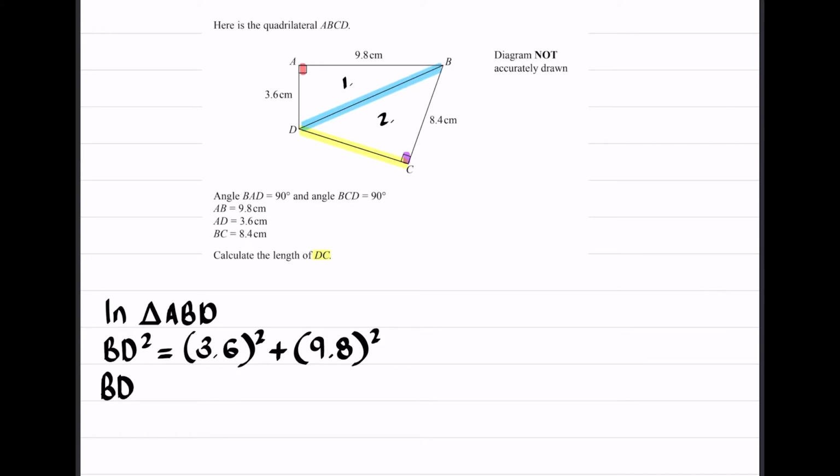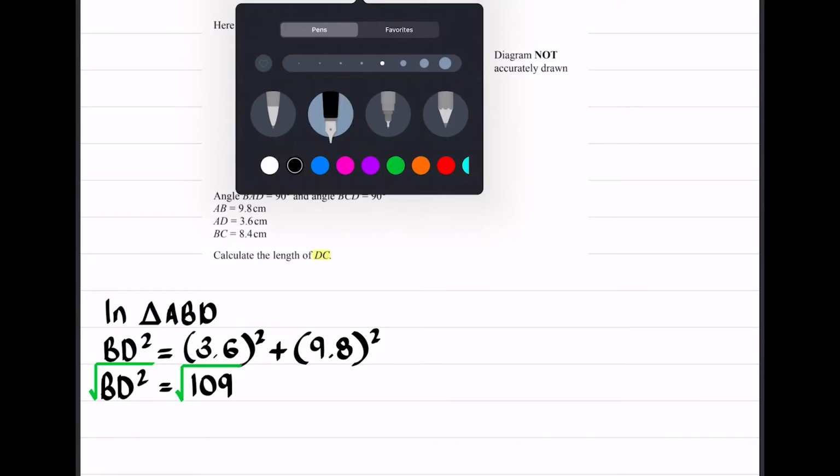So BD squared will equal 3.6 squared plus 9.8 squared, which gives me 109. But I don't want BD squared, I want BD by itself. So that means I need to square root both sides of this equation. So I'm going to square root the BD squared and the 109.